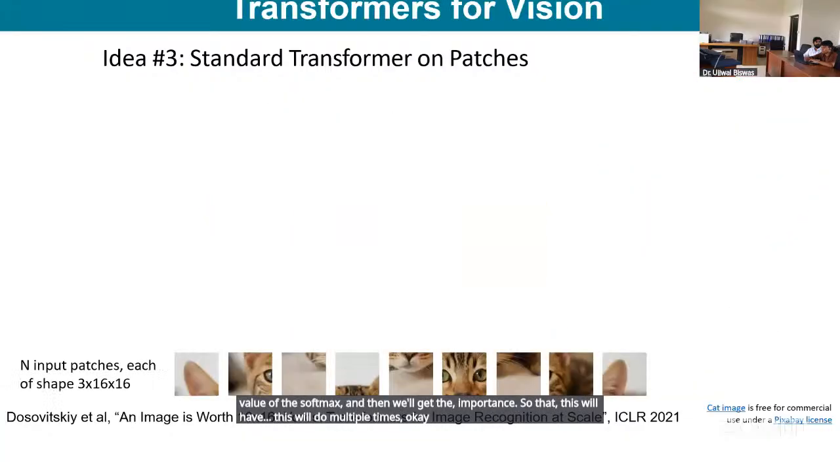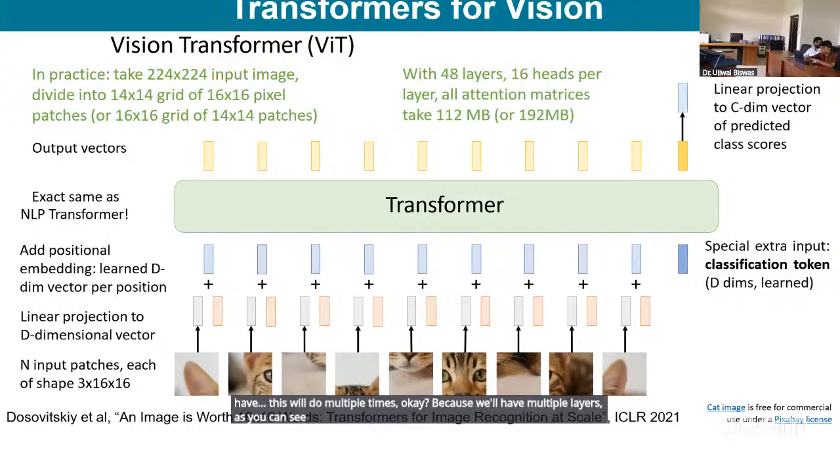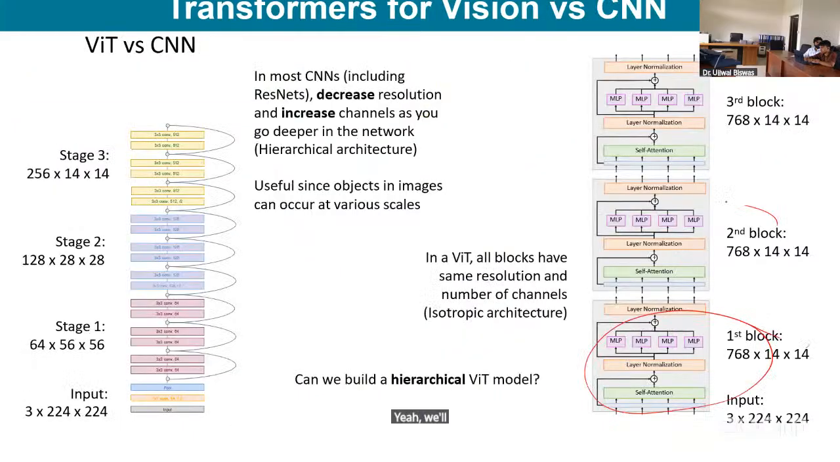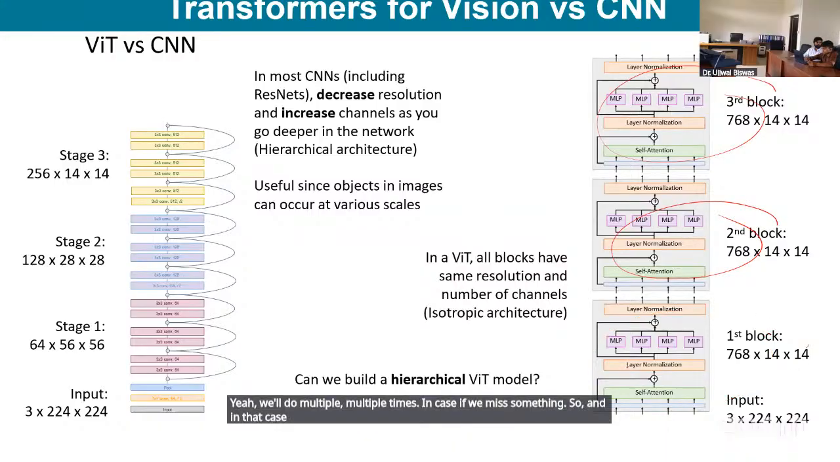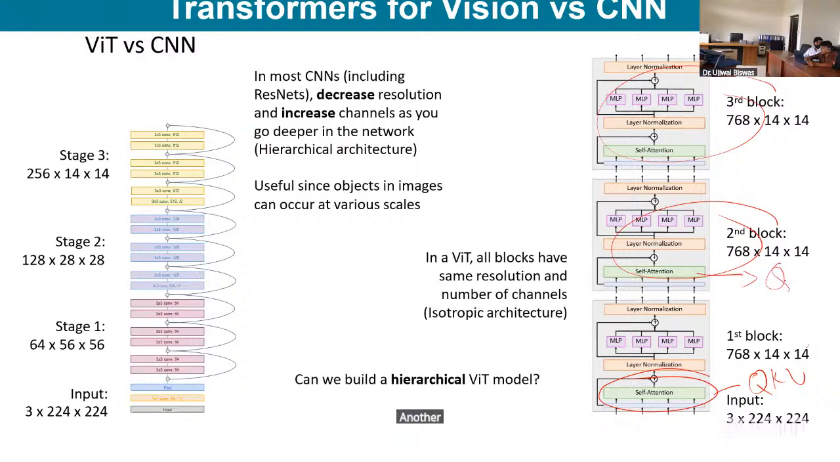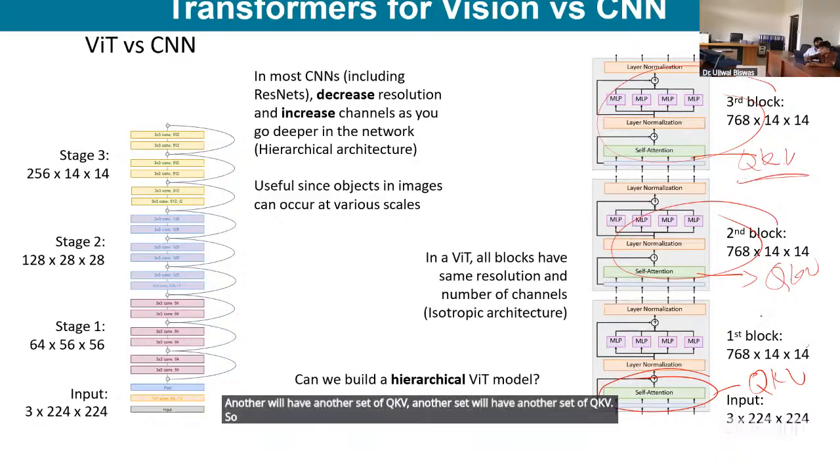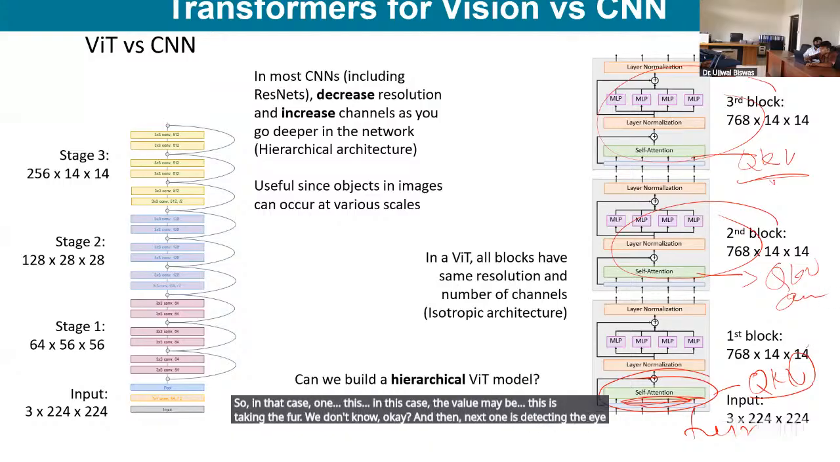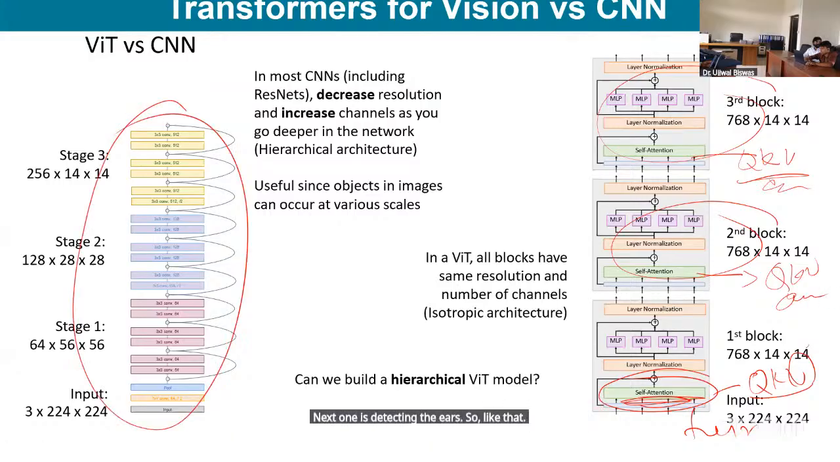Because we have multiple layers, we do it multiple times in case we miss something. In one self-attention block, you can see we have one set of QKV, another set of QKV, and another set of QKV. In this case, one is maybe detecting the fur, we don't know, the next one is detecting the eye, the next one is detecting the ears. Like that. The same is the case in CNN.